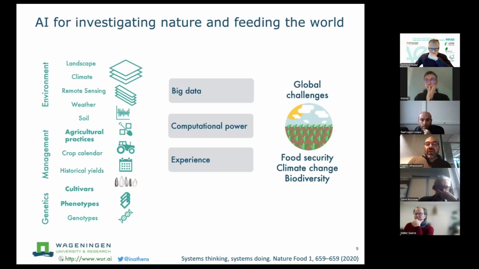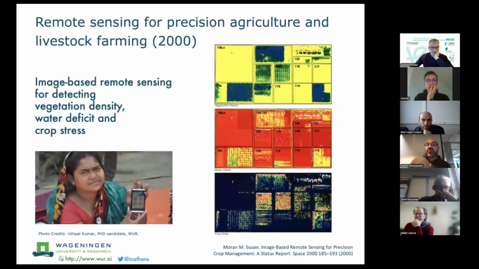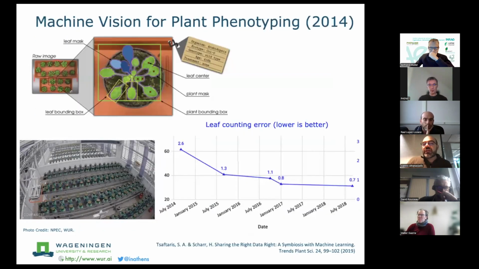There are a lot of methods from AI that have been directly applied into plant phenotyping and agriculture, from remote sensing that about 20, 25 years ago started to be used for detecting vegetation density, water deficit, crop stress, and nowadays also in PHENET we are developing it for detecting traits and giving advice to farmers, but also all kinds of machine vision innovations for plant phenotyping that matured very much in the past 10 years, from a toolkit that was in the back of some computers of a couple of hackers.